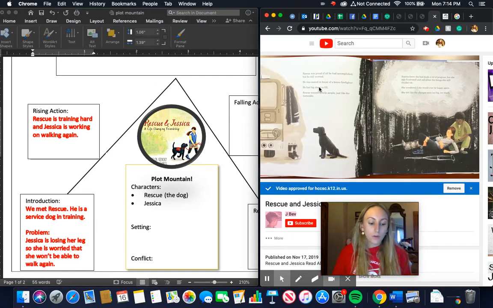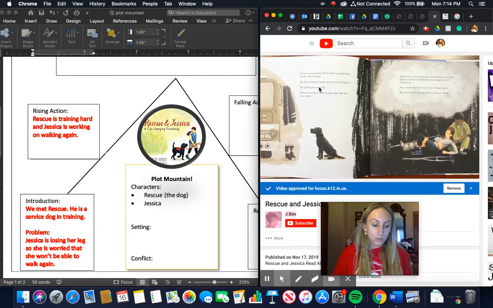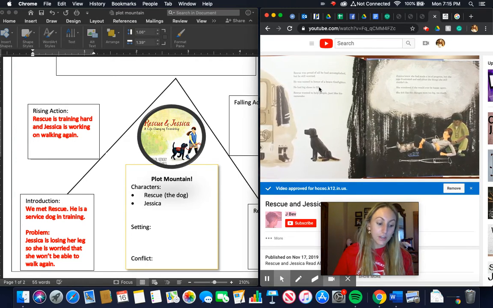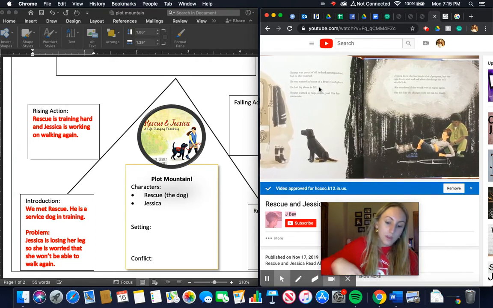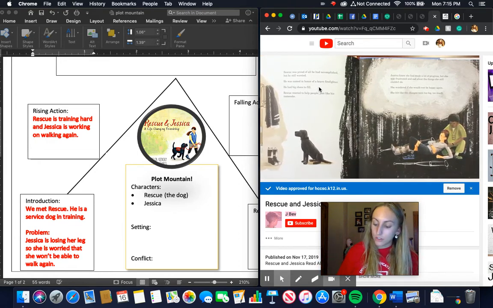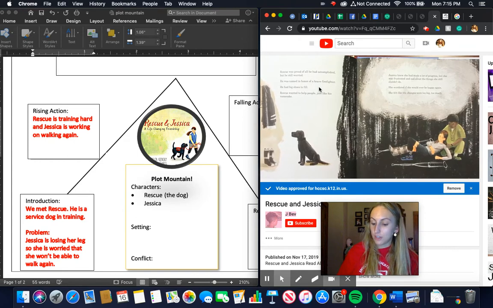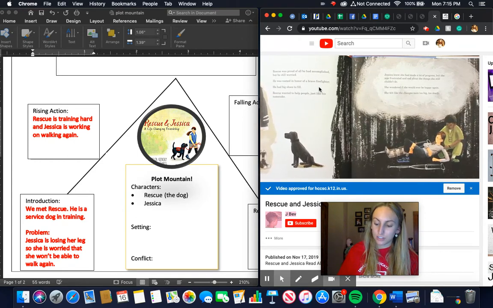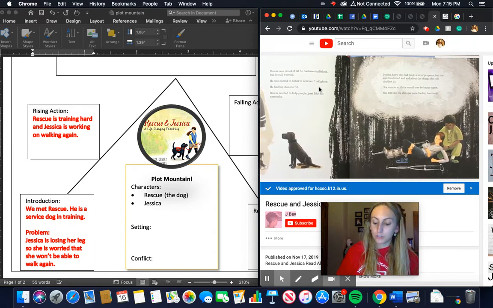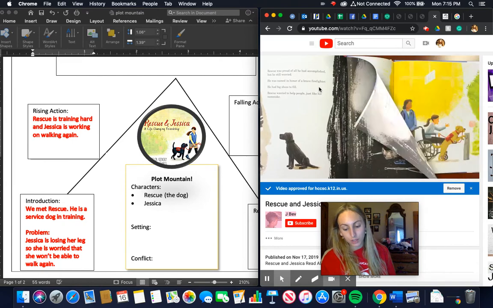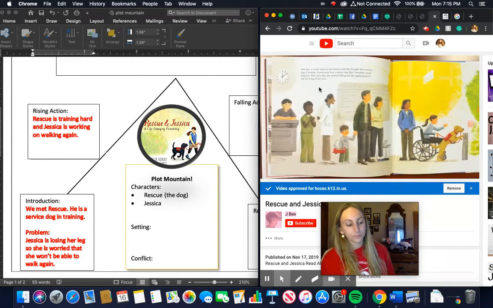Rescue was proud of all he had accomplished, but he was still worried. He was named in honor of a brave firefighter. He had big shoes to fill. Rescue wanted to help people just like his namesake. Jessica knew that she had made a lot of progress, but she was frustrated and sad about things that she still couldn't do. She wondered if she could ever be happy again. She felt like the changes were too big, too much.